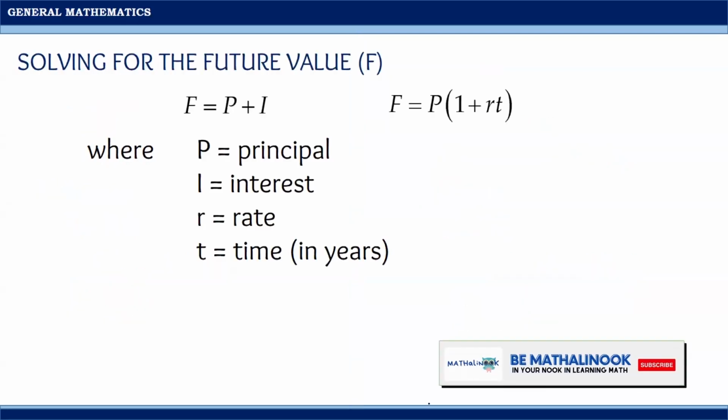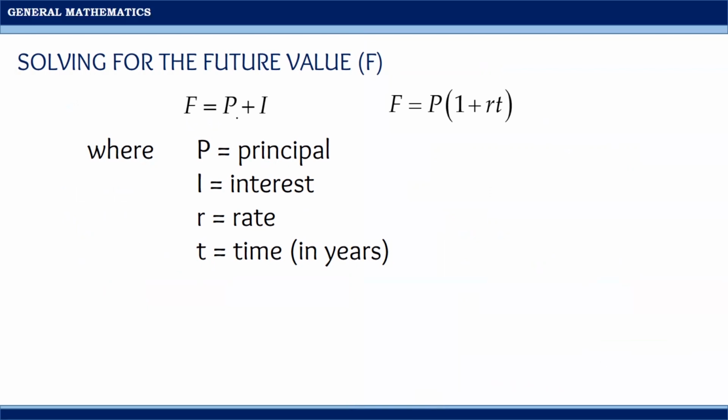For solving for the future value, or F, we will be using two formulas. For the first formula, we have F equals P plus I. For the second formula, we have F is equal to P times the sum of 1 and RT, wherein P is the principal, I is the interest, R is the rate, and T is the time in years.